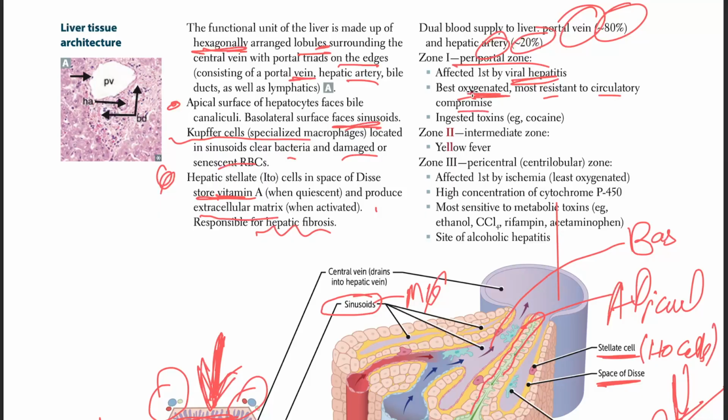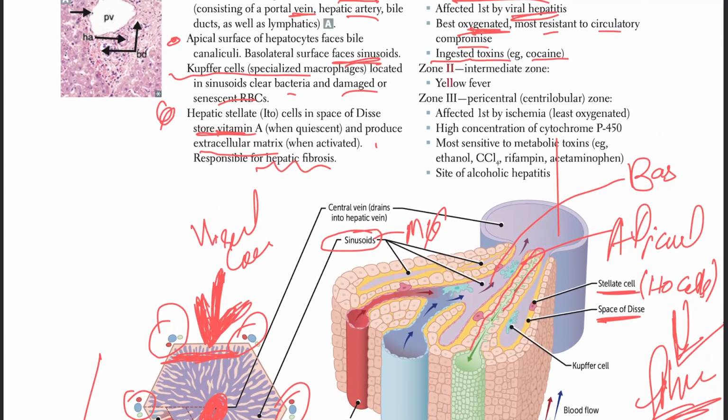Why? Because you already said it's highly oxygenated. It is the first part. So ingested toxins like cocaine are the ones which are going to mess up this area first. So you have the viral hepatitis, and also the cocaine. They're messing up the first area, zone 1. Zone 2 is for yellow fever.